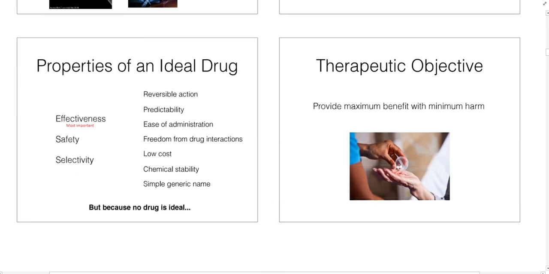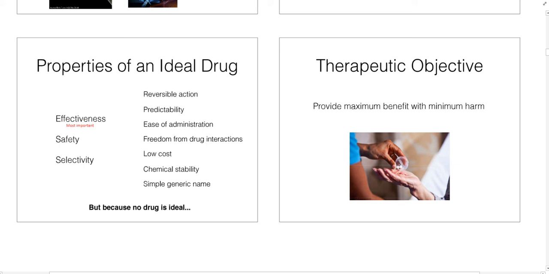When it comes to the properties of an ideal drug, the most important one is going to be a drug's effectiveness. Because within the scope of a drug's effectiveness, we have how safe is it, how selective is it. And so they all combine into what is an effective medication. Some of the other things we look for in ideal drugs are reversible actions. Say we give too much by accident. If we have an antidote that's easy to give, boom, doesn't matter, we're good to go.